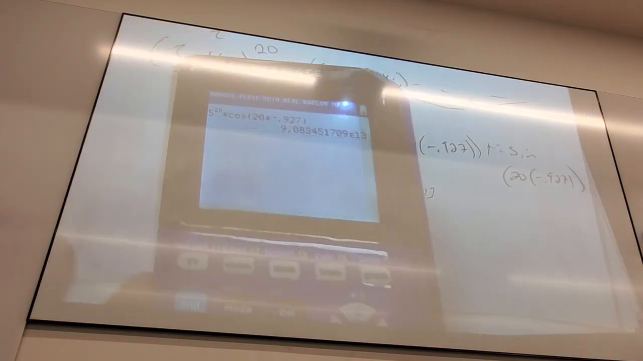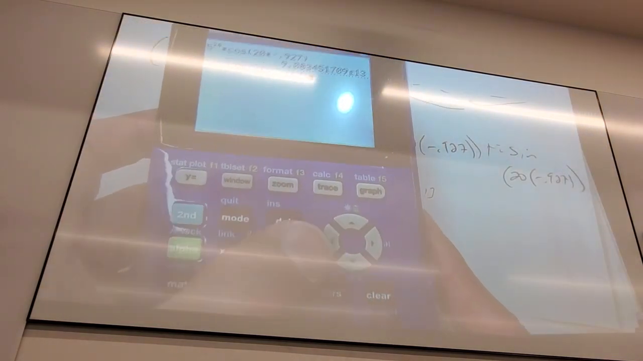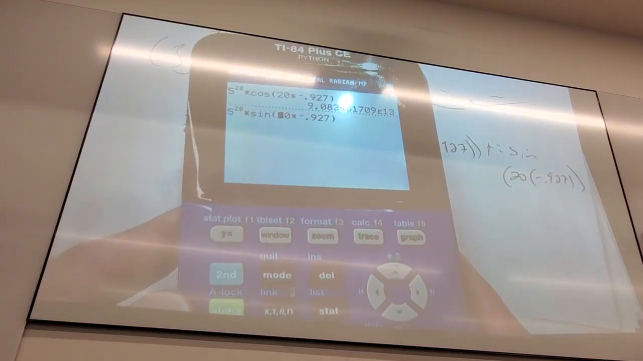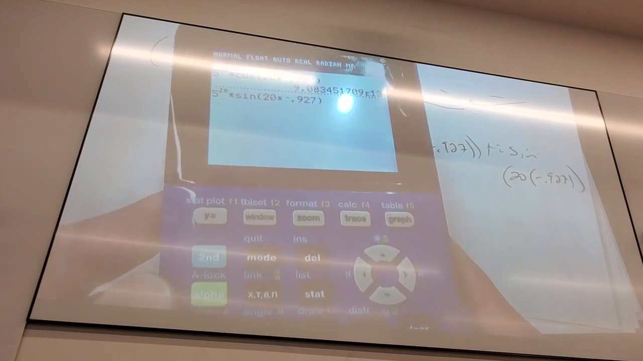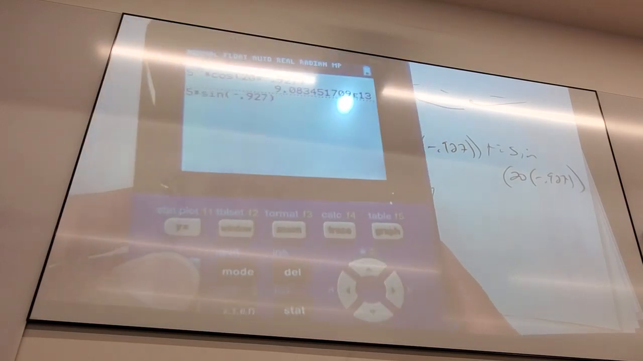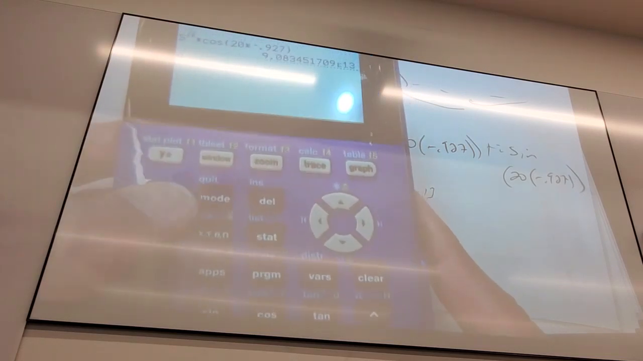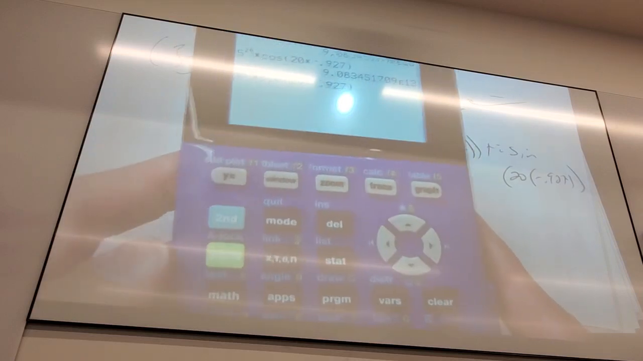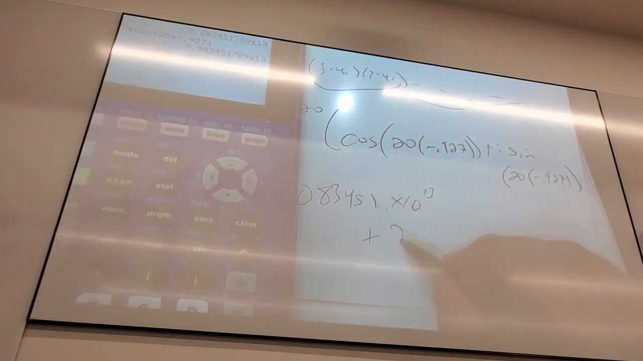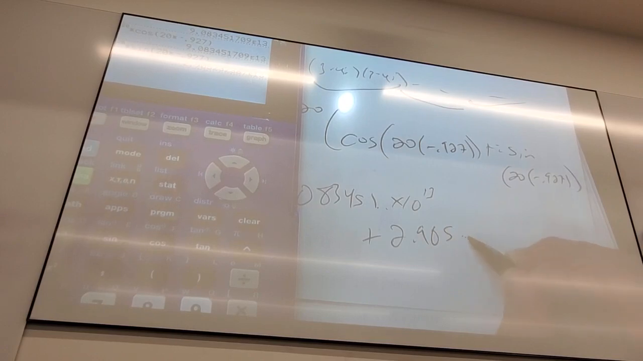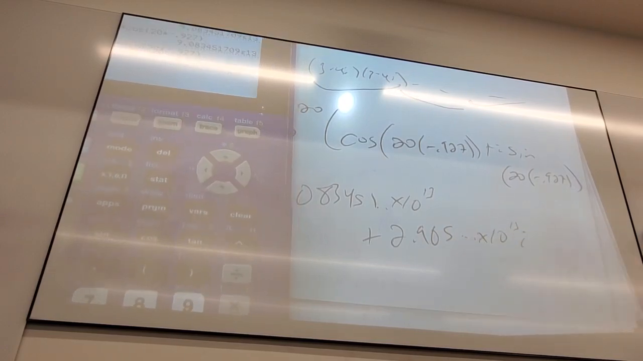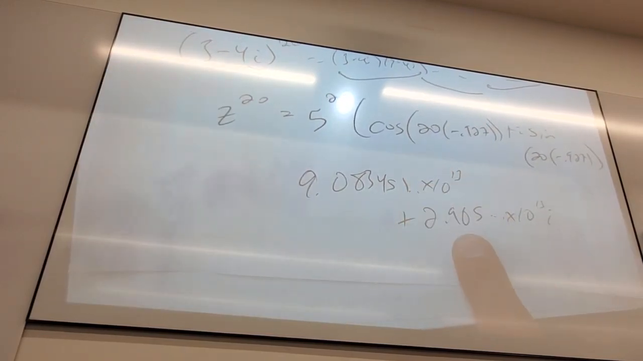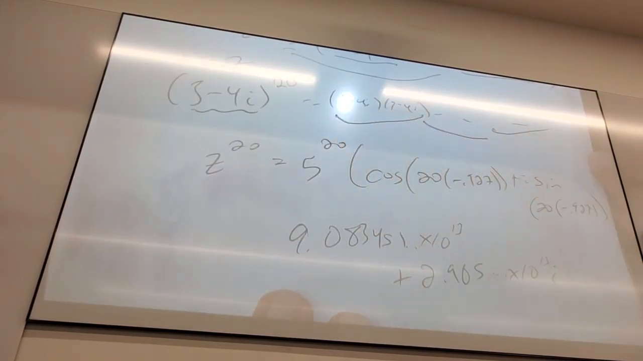Plus, now here's something cool: you just hit second enter, which brings up the last thing you did, go back, and put a sine in there so you don't have to retype all that. So I get plus 2.905 and so on, times 10 to the 13th, i. So that is what you would get if you did multiply all that out.